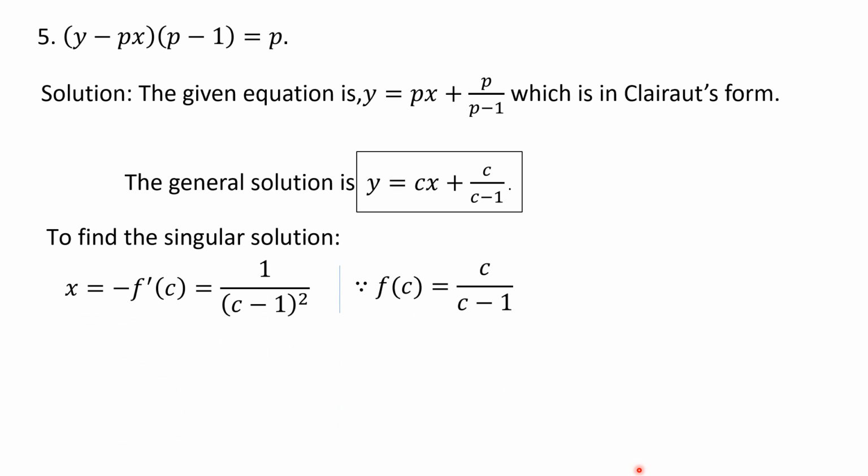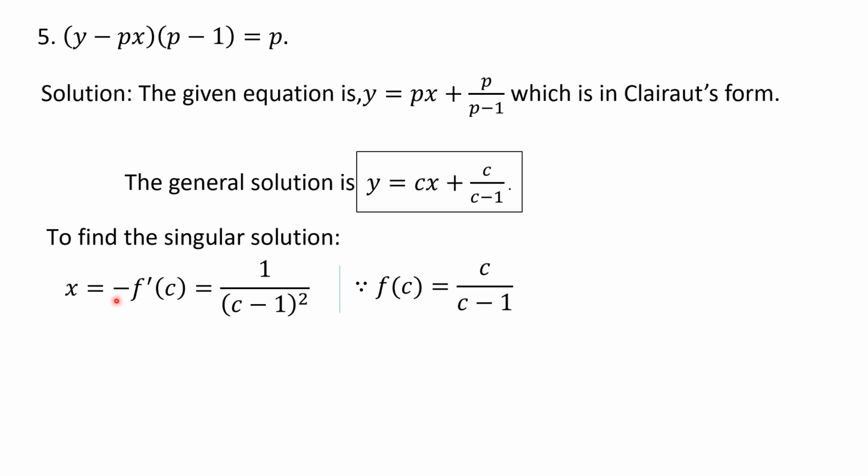Singular solution: x equal to minus f dash of c, where f of c is what? c by c minus 1. So just differentiate this to get f dash of c. By using the quotient rule, we take the denominator square, that is c minus 1 the whole square. c minus 1 into the derivative of the numerator, that is 1, minus c into the derivative of the denominator, that is 1, correct. So we'll get minus 1 by c minus 1 the whole square. So f dash of c is minus 1 by c minus 1 the whole square.